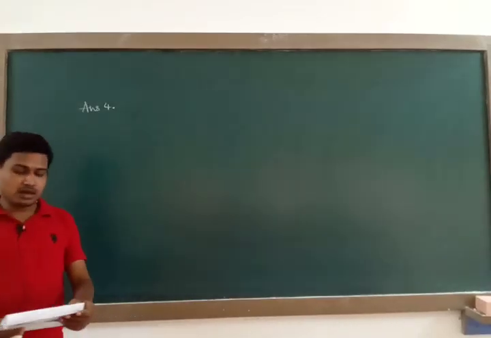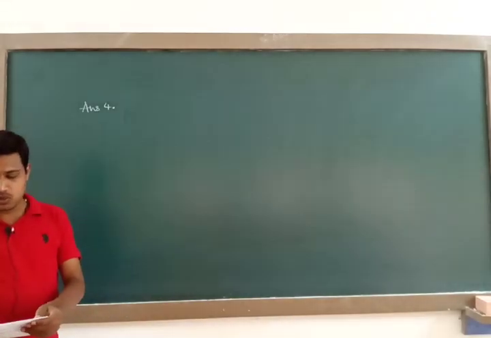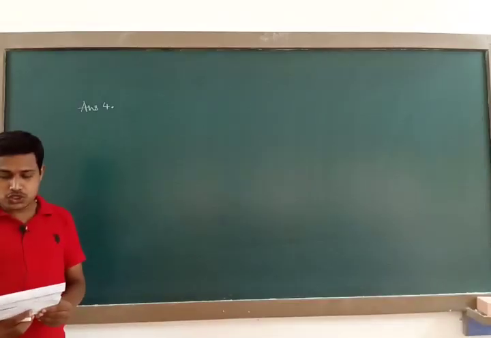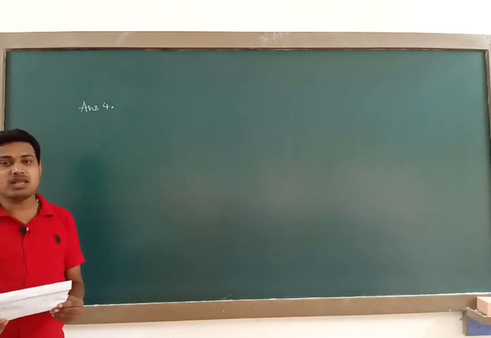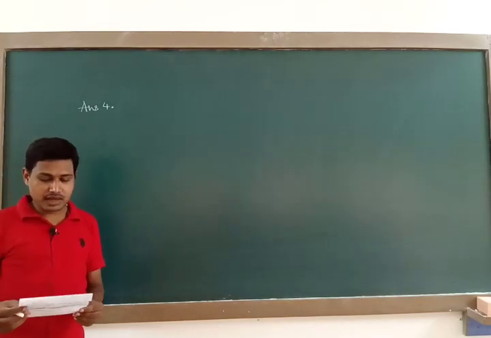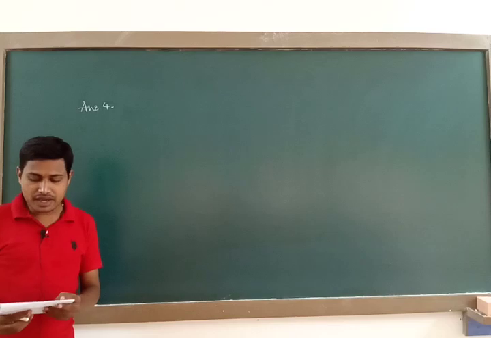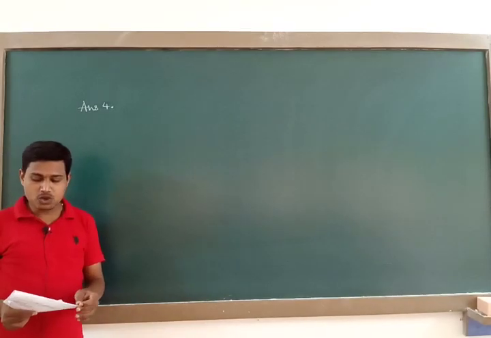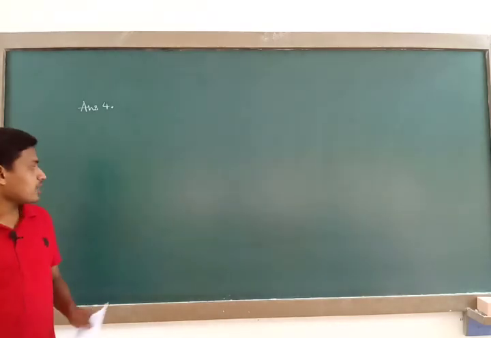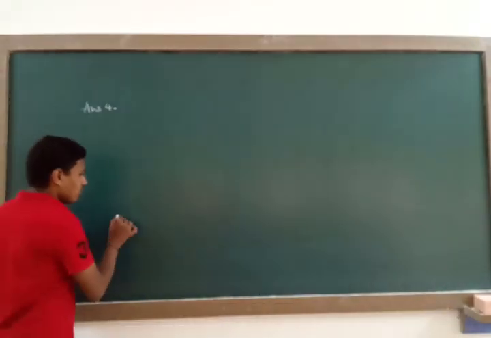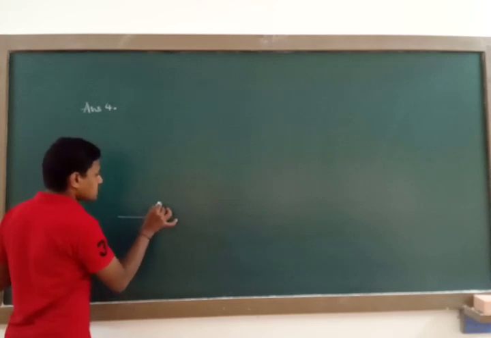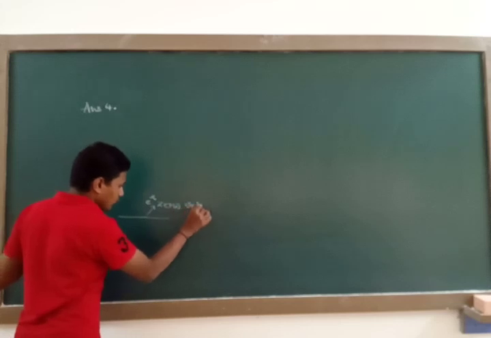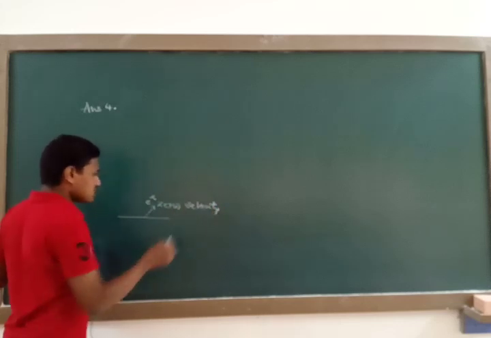For the 4th numerical: an electron is emitted with zero velocity from a certain metal surface when it is exposed to a radiation of wavelength 6000 angstrom. Then calculate the threshold frequency and work function. So what is the question here? Electrons are emitted with zero velocity from a certain metal. So there is some metallic surface, and from that metallic surface the electrons are ejected with zero velocity.